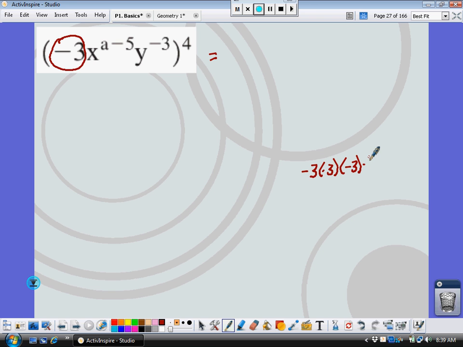And I'll show you a hint here. Here you go, Brianna. Group them together. Anytime you're, especially 4th power, 6th power, something like that, group them into groups. That's 9 times 9. That's all it is. 81. We've got to raise, Brett, we've got to somehow raise x to the a minus 5 to the 4th power. There you go. I have no idea how to do it.